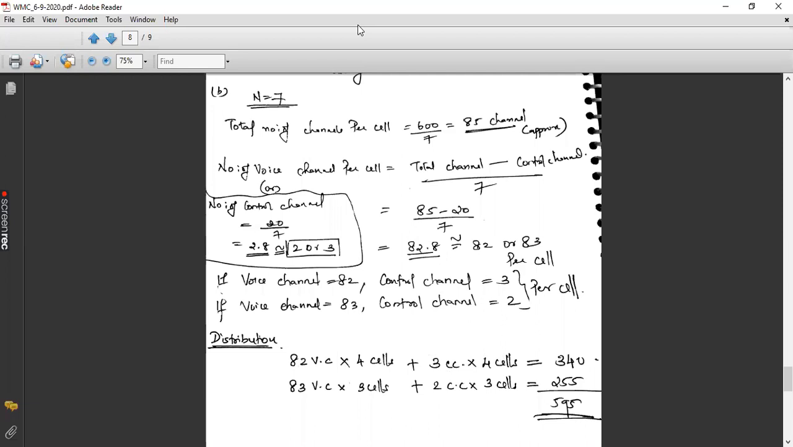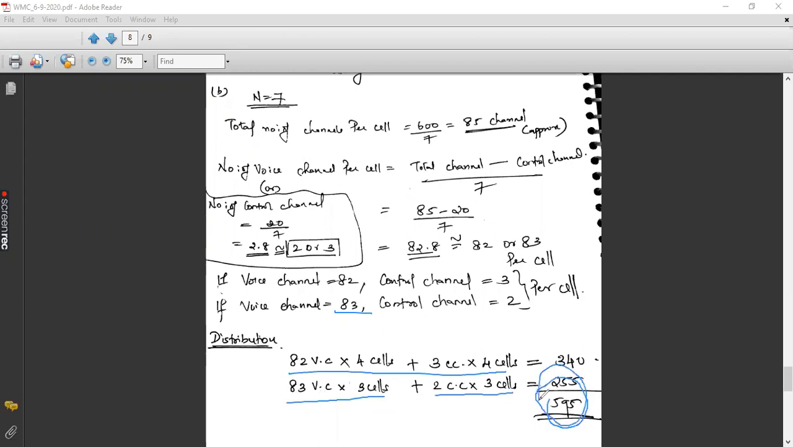The first sentence is applicable for 4 cells. Totally we have 7 cells with us. So the remaining is 7 minus 4, which is 3 cells. For the remaining 3 cells, how will you allocate? You will allocate the next combination. What is the next combination? This combination, 83 and 2. If you allocate 83 voice channels to 3 cells, then the remaining 85 minus 83, which is 2 control channels, will be allocated for the 3 cells. So the total will become approximately 595. That's very close to 600.